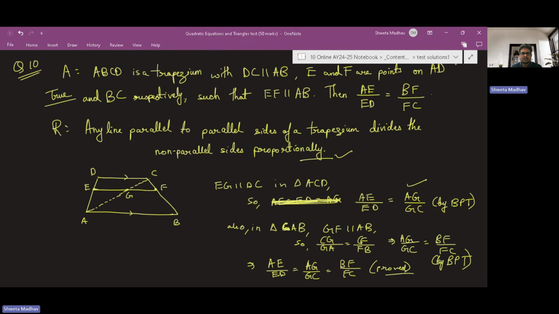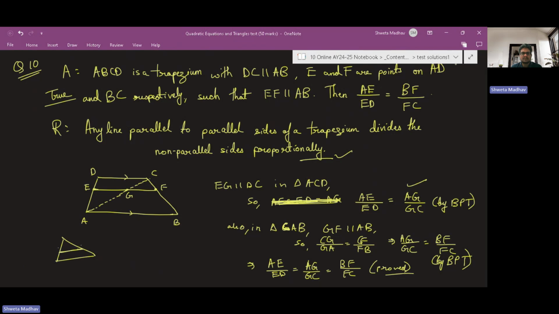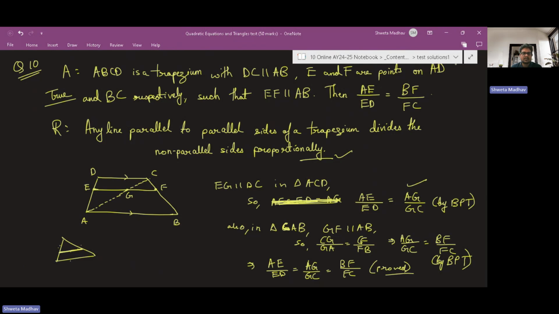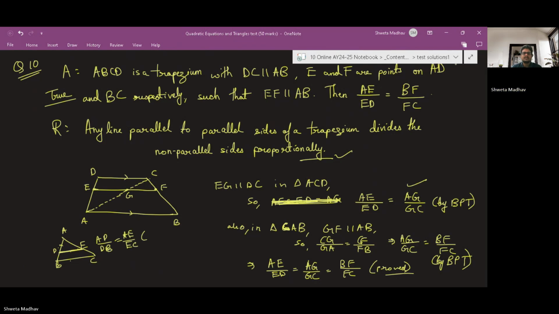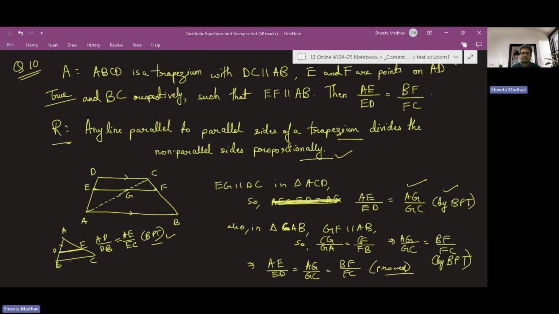The basic proportionality theorem says that if in a triangle a line is drawn parallel to one side, then that line will divide the other two sides proportionally. Suppose this is ABC and this is DE, then I can say AD by DB is equal to AE by EC. This is called the basic proportionality theorem. So that only we have used to prove the fact that any line which is parallel to the parallel sides of a trapezium will also divide the non-parallel sides proportionally.